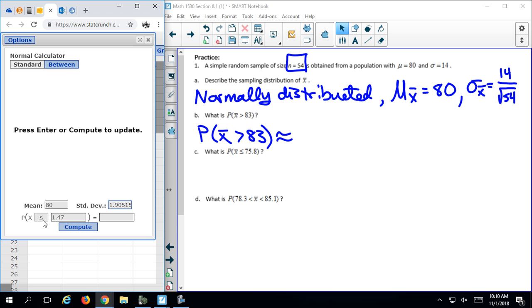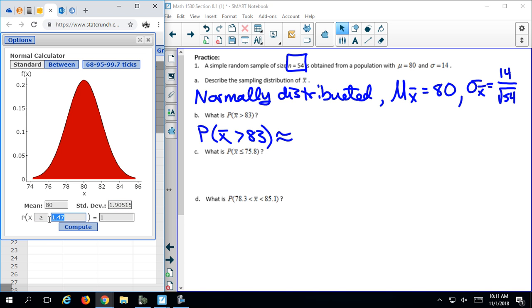So this X now is really X bar because I've put in the mean of the sample means and the standard deviation of the sample means. This is the distribution of the sample means now. So this is, what's the probability that X bar is greater than 83. And I get this. So 0.0577.